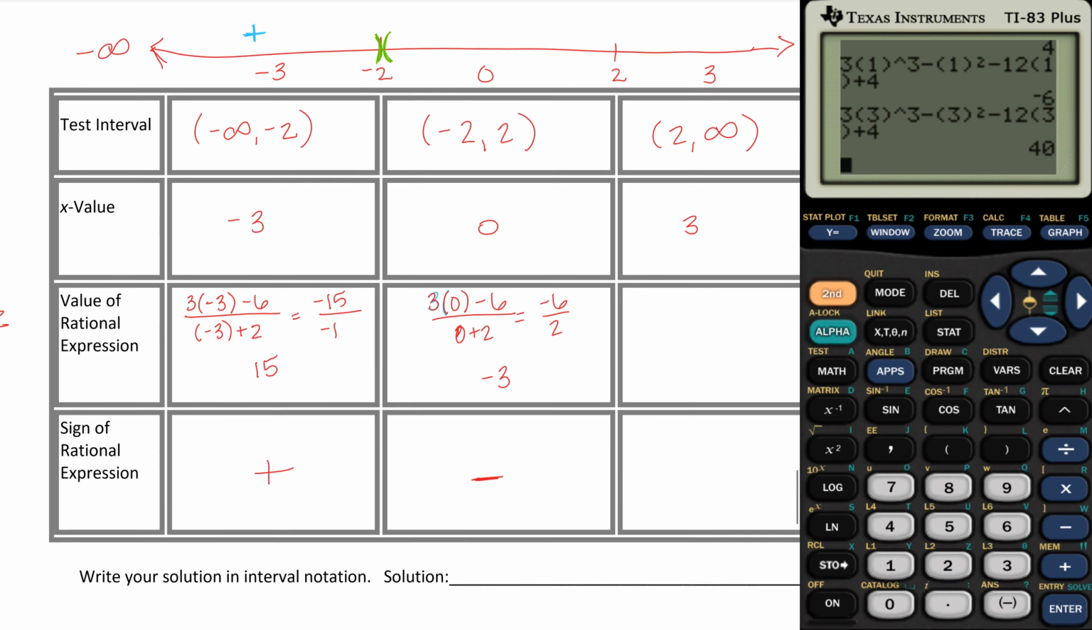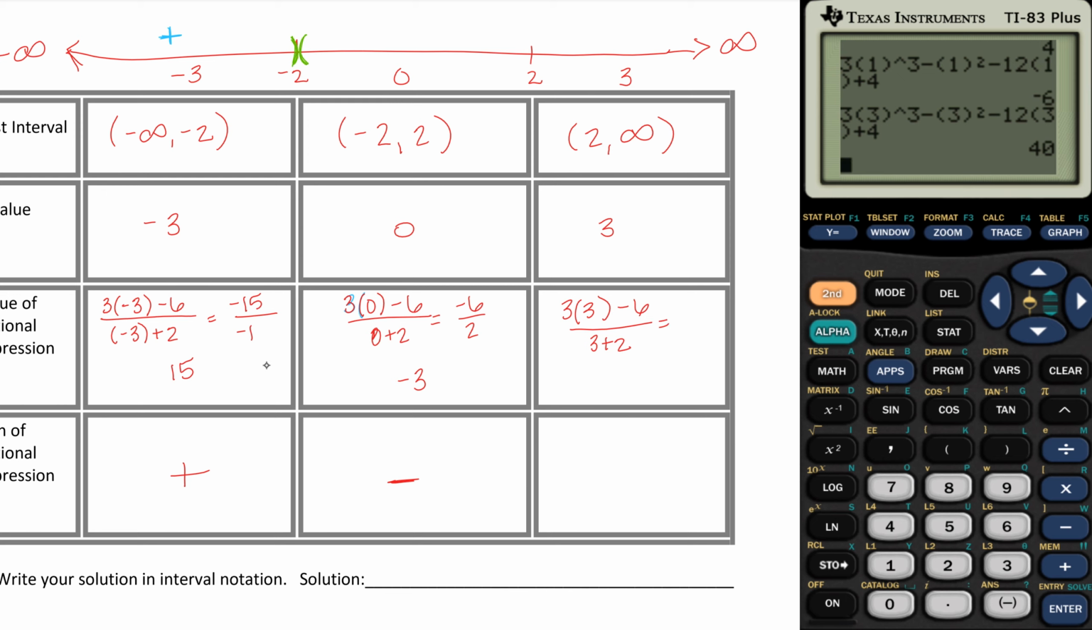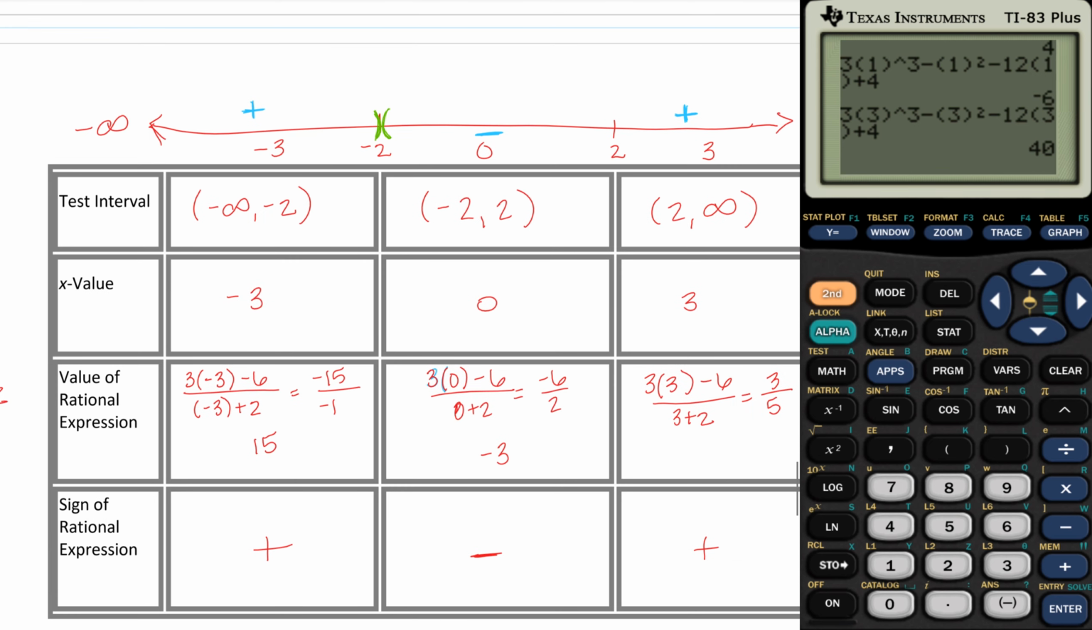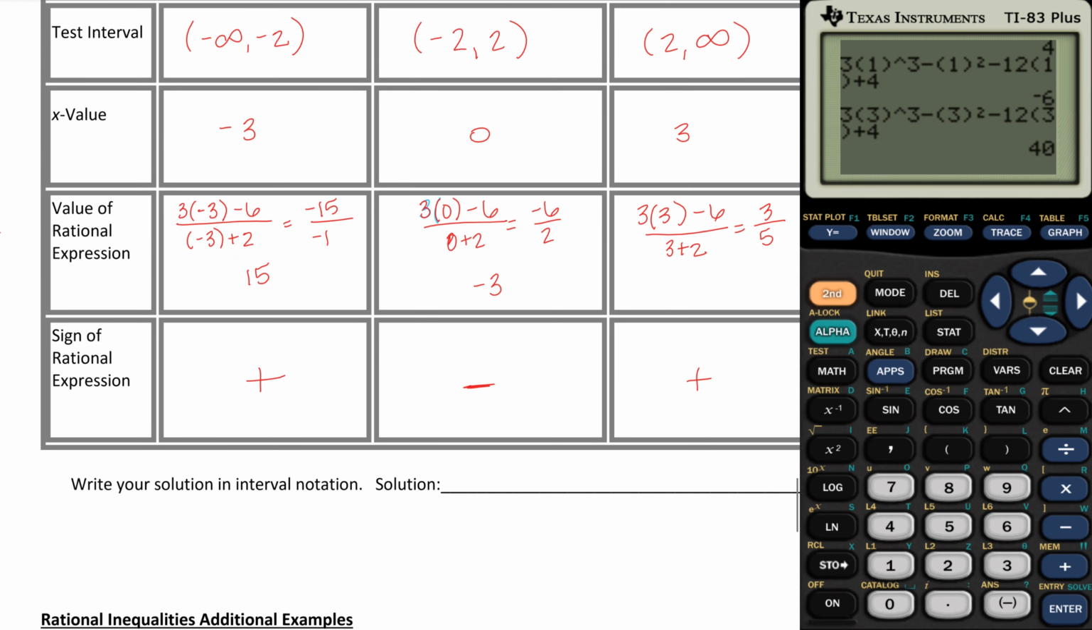All right, so now I'm going to plug in a positive 3. 3 times 3 minus 6 over 3 plus 2. 9 minus 6 is 3 over 5. All that matters, it's positive. So this is negative, this is positive. And I have to remember, my equation wanted to know what is less than or equal to 0. So I'm looking at the negative side.